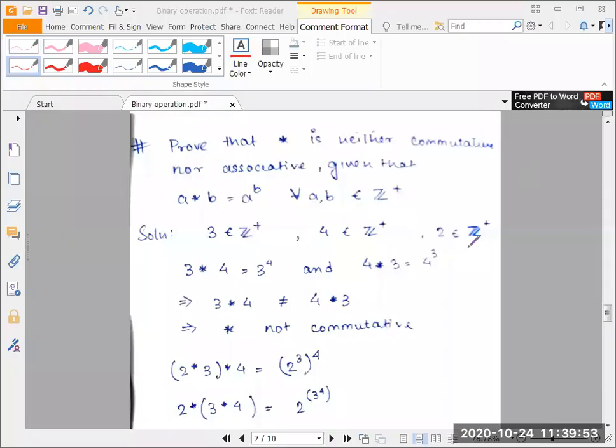So the next sum that we'll be considering is we'll have to prove whether a defined binary operation is commutative or not, and associative or not. So here in this sum, they have defined the binary operation as a star b equals a raised to the power b, and I need to show that this operation is neither commutative nor associative.